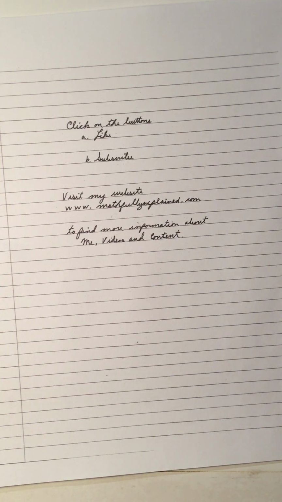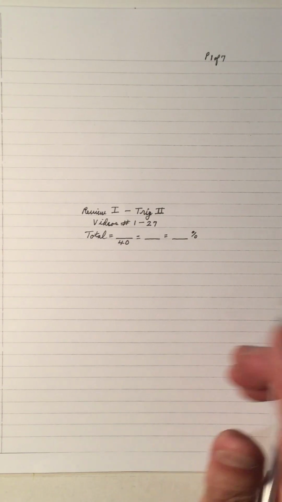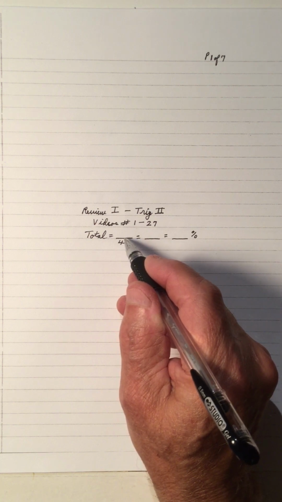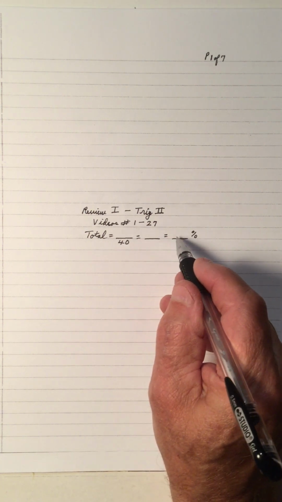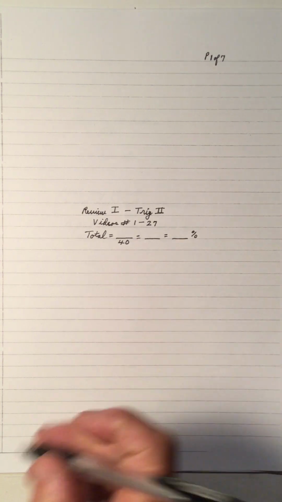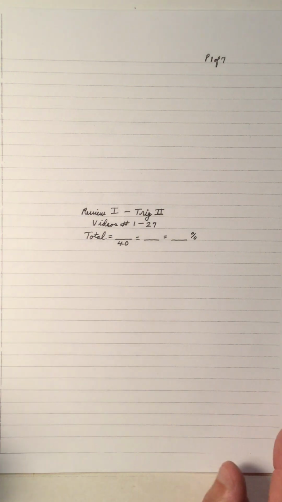When you get your mark on the video, add up all your pages, put your mark over 40, divide 40 into this numerator, get a decimal, and move the decimal 2 places to the right to get a percent. And you have how well you understand these videos from number 1 to 27.